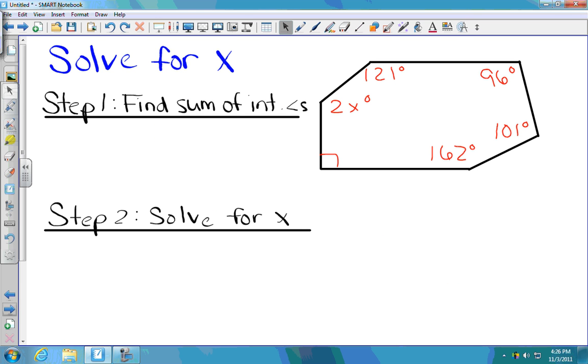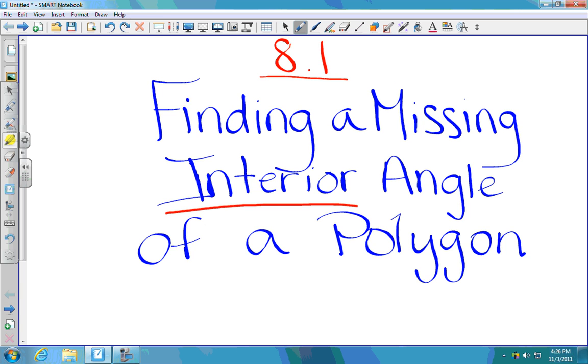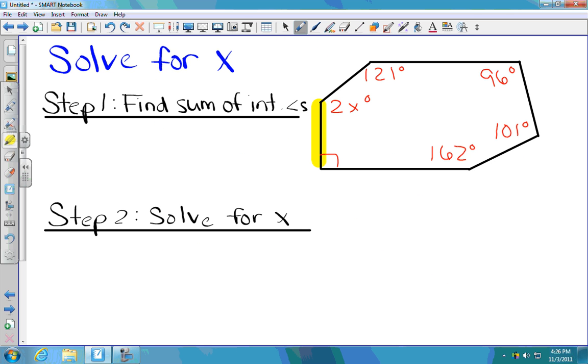So on this slide, I have a picture of a hexagon because we have 6 sides. So I have 1, 2, 3, 4, 5, 6. Okay? And what we're trying to do ultimately is solve for x. So I know I have 6 sides on this polygon. So my first step, which is right here, is to find the sum of the interior angles.